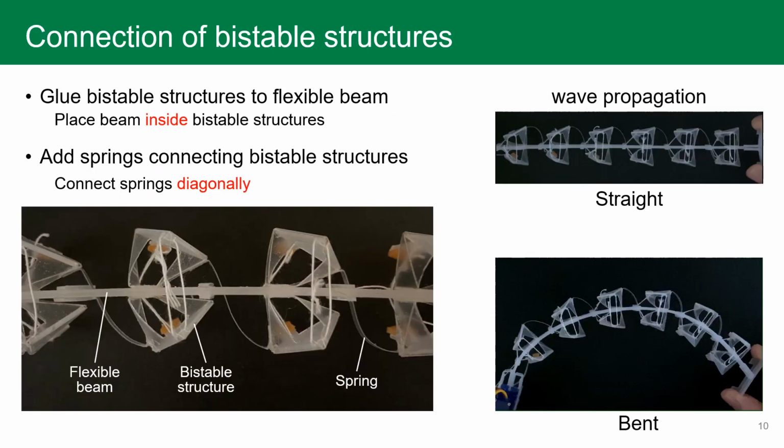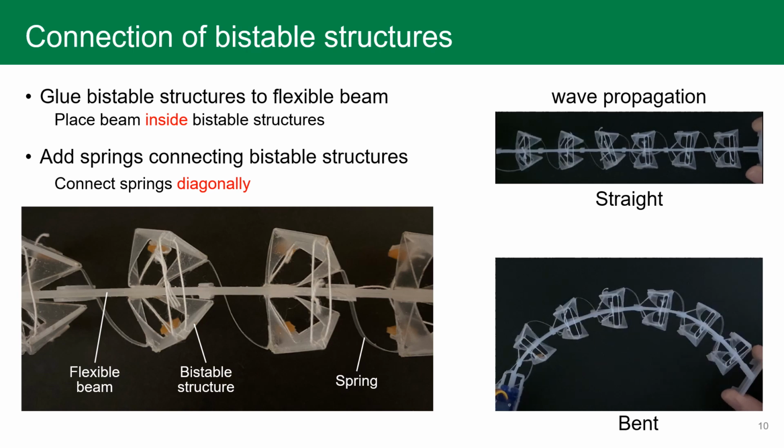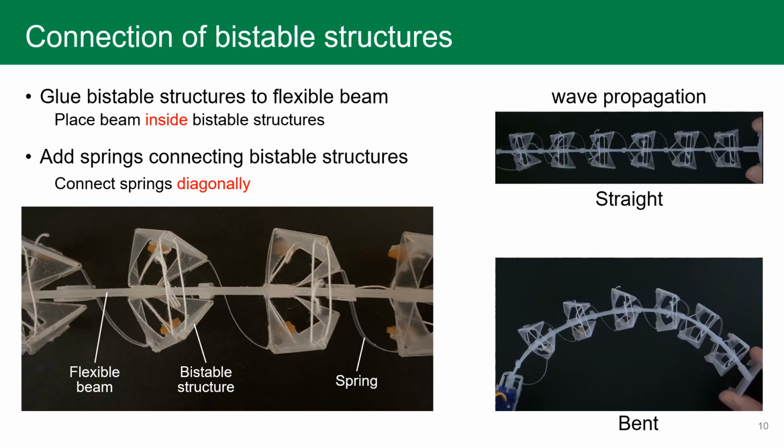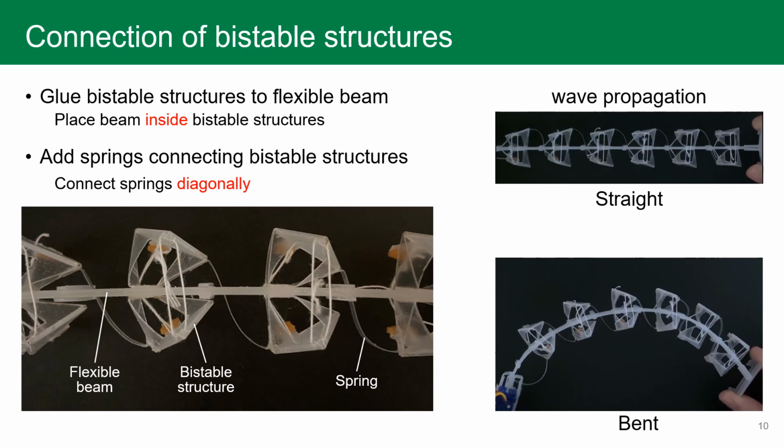Now, we are going to connect these bistable structures. As shown in the left figure, the bistable structures were glued to a flexible beam and connected with springs so that it could propagate the waves. When we attach the bistable structures across the beam for a bending body and attach them to the springs diagonally for wave propagation, waves propagate even when the body is bent.